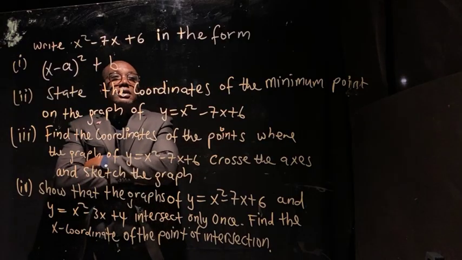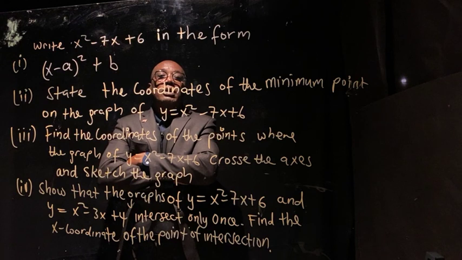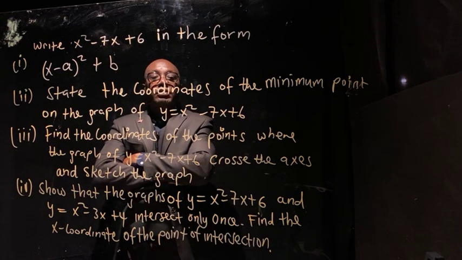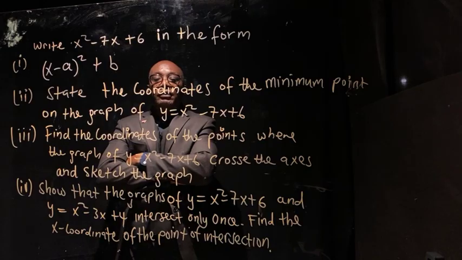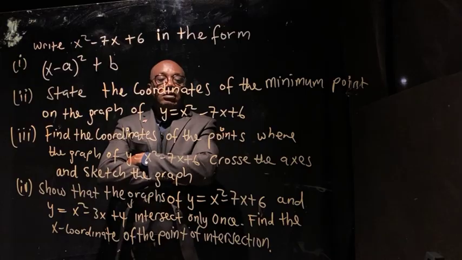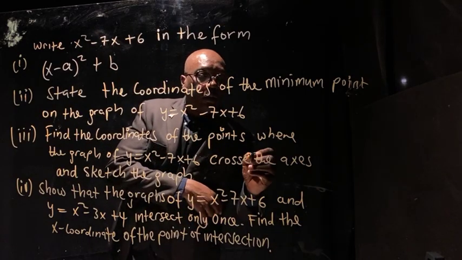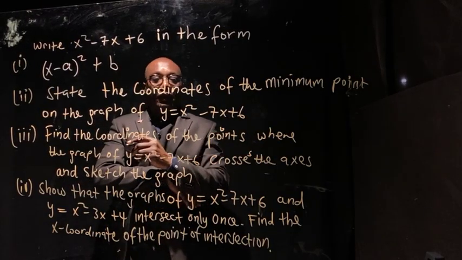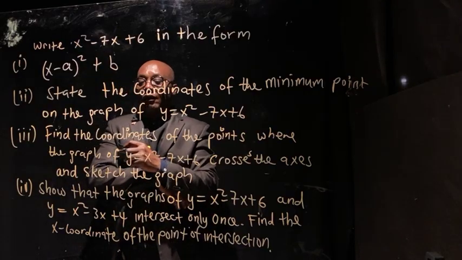State the coordinates of the minimum point on the graph of y equals x squared minus 7x plus 6. The third one, find the coordinates of the points where the graph of y equals x squared minus 7x plus 6 crosses the axis, and sketch the graph.